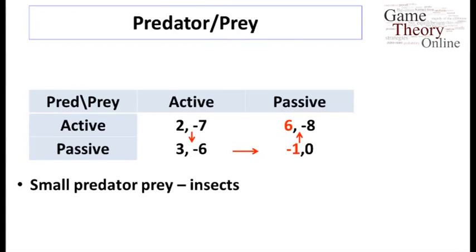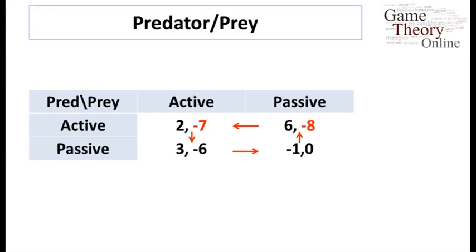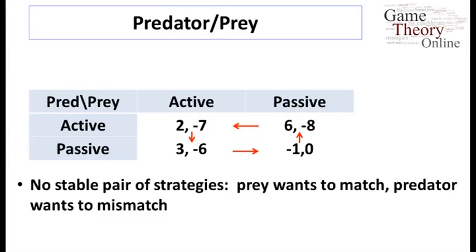So now if the predator is active, what should the prey do? Well, when we go through the last part here, they get -8 if they're passive, -7 if they're active. So what have we got here? We've got a cycle with no particular pair of actions where both of them would stay put if those were the choices. So this is a game where we don't have any stable pair of strategies. The prey wants to match what the predator's doing, and the predator wants to mismatch.